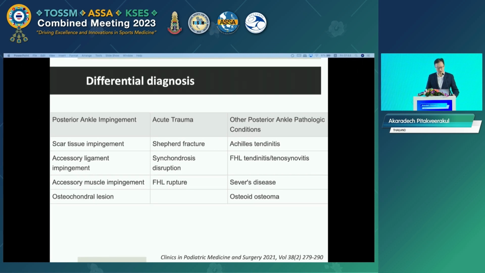But if the patient comes with a gradual onset of pain at the posterior ankle, we need to differentiate scar tissue impingement, accessory muscle impingement, or osteochondral lesion of the talus. One condition associated with trigonum is FHL tendonitis. Patients may report discomfort at the great toe as well as the posteromedial ankle. Some present with stiffness of the first MTP joint in dorsiflexion, mimicking hallux rigidus.